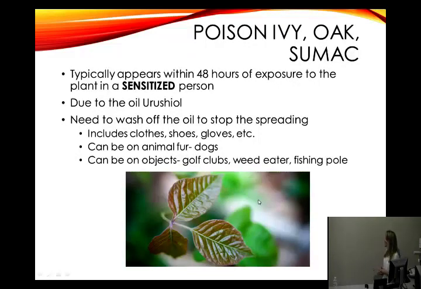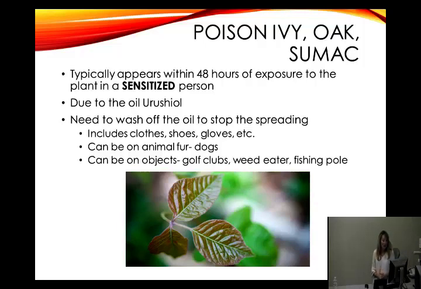So we'll talk a little bit about the poison ivy, oak, and sumac. This typically appears within 48 hours of exposure to a sensitized person. So that meaning that the first time you come in contact with poison ivy, oak, or sumac, you're likely not going to react. In fact, you will not react. But the second time you're exposed and the third time, then you will start reacting. It is due to the oil that's found in these plants called urushiol.